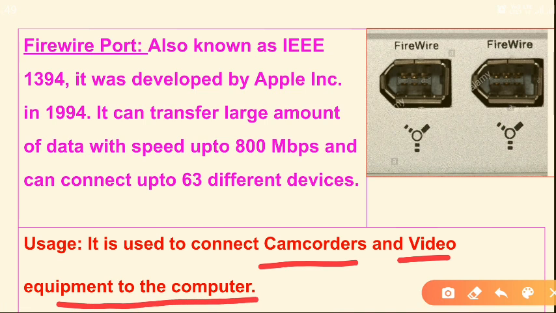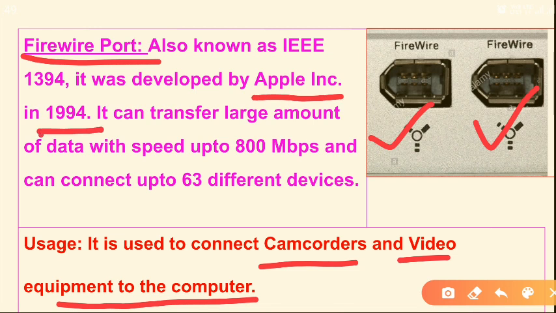So what used to happen is that when you record a video on huge big cameras, the memory size of those video recordings, or the video file that is made, is very large. So in order to transfer those video files from your camera to your computer, it used to take a lot of time. That's why the firewire port was developed. So this is the firewire port. Who developed the firewire port? Apple Inc. in the year 1994. Firewire ports were able to transfer 800 megabytes per second of data.